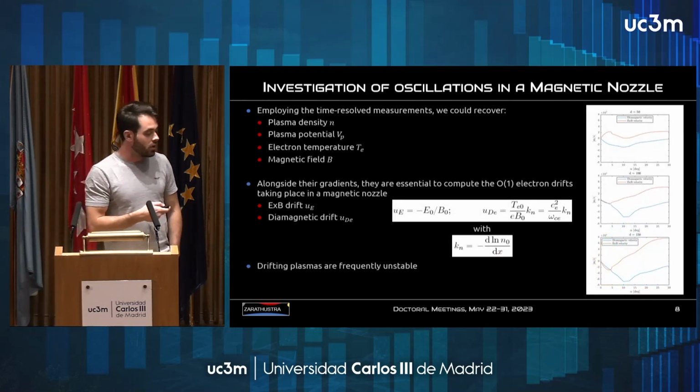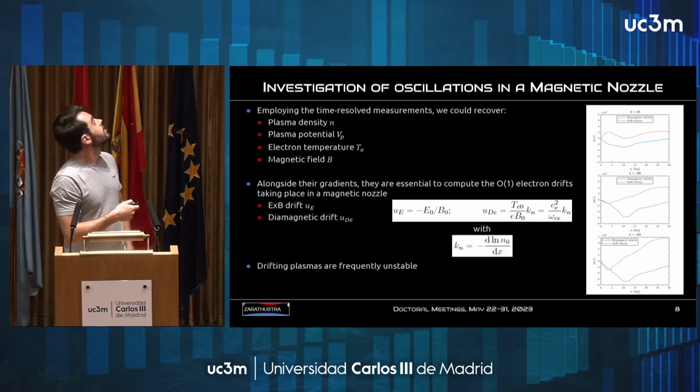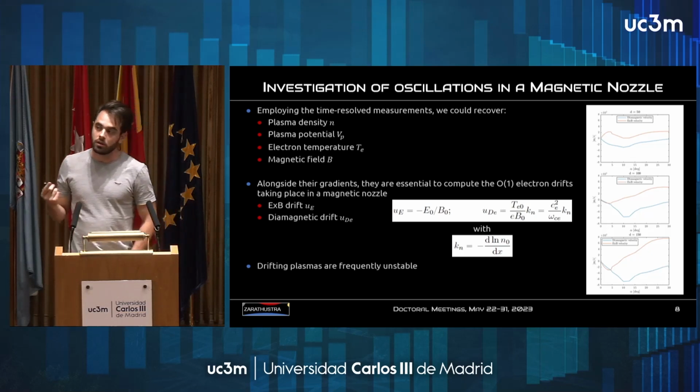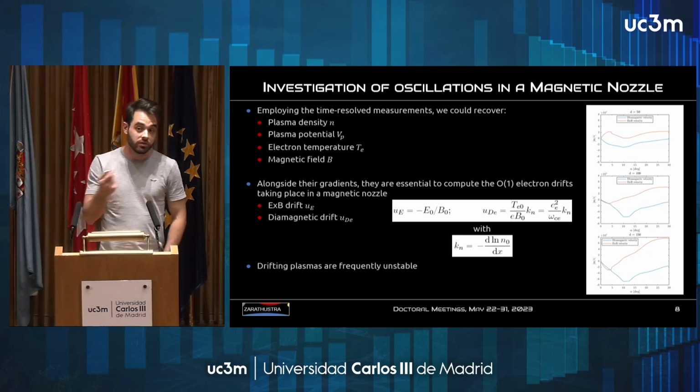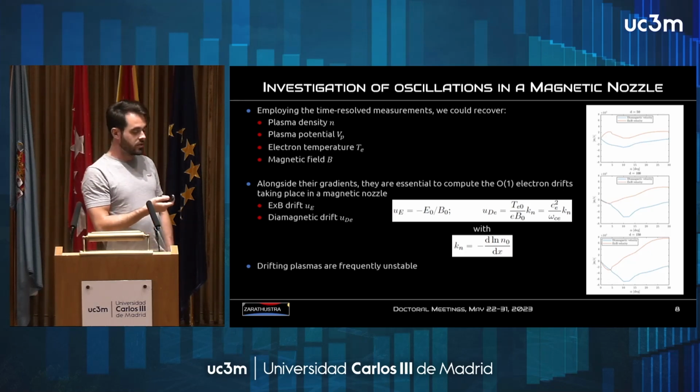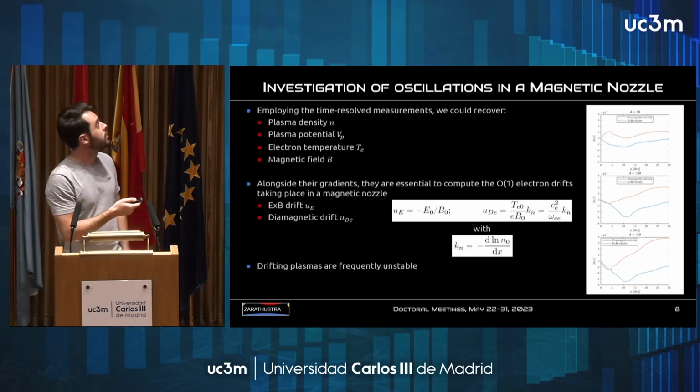The time average measurements allowed us to recover plasma density, plasma potential, electron temperature, and magnetic field. Those are the main actors of whatever drift is happening in your plasma. In particular, the main two drifts, the order one drifts that we are focusing on, are the E cross B drift and the diamagnetic drift.